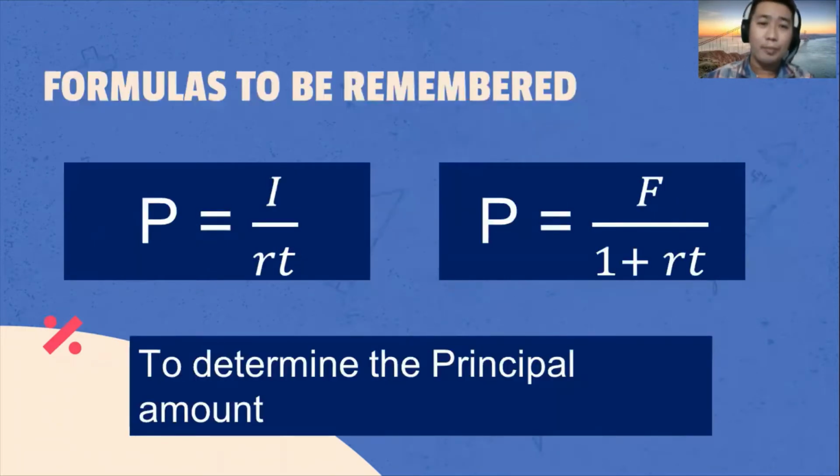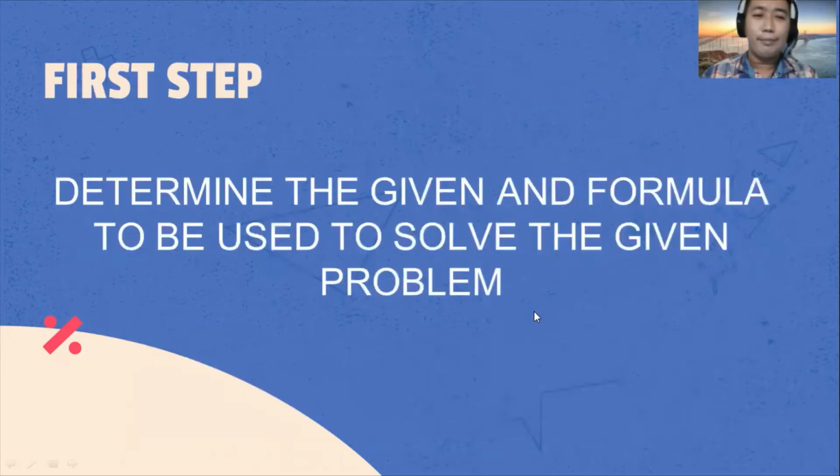Let's start. These are the formulas that can be used in order for us to determine the principal amount. Principal amount is equal to interest over the product of the rate and the time. Or principal amount is equal to the final value or maturity value over 1 plus the product of rate and time. It depends on the given problem. We will be using the formula depending on the given problem.